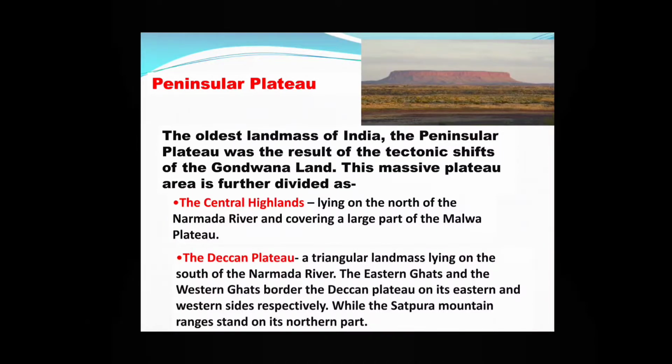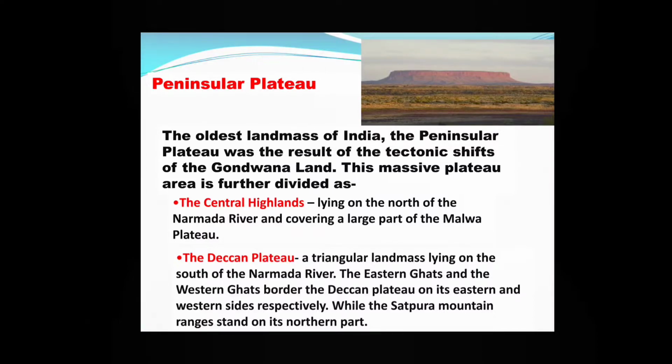The third physical division or the third physical feature, Peninsular Plateau. The oldest landmass of India, the Peninsular Plateau, was the result of the tectonic shifts of the Gondwana land. This massive plateau area is further divided as, now plateau, we know plateau is a tableland, right? So plateau is further divided into their divisions. First is the Central Highlands, lying on the north of the Narmada River and covering a large part of the Malwa Plateau.